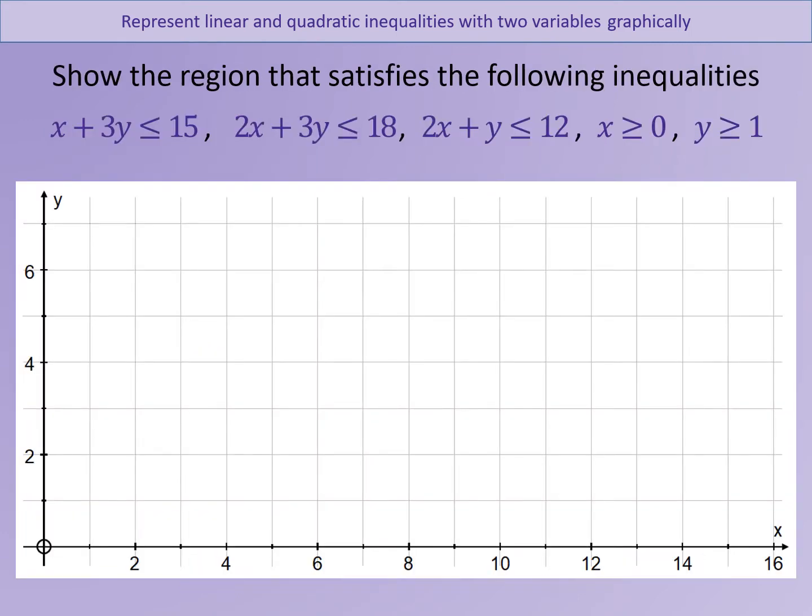Now pause the slide and use the handout to show the region that satisfies each of these inequalities. In each case, start by drawing the line. So for example, x plus 3y equals 15. Then select a point on either side of the line. Determine whether that point is on the side that is true or false, and shade in the false side. You may find that it's easier to plot the line by substituting in, for example, x equals 0 to find where it crosses the y-axis, and substituting in y equals 0 to find out where it crosses the x-axis, and then joining those 2 points together.